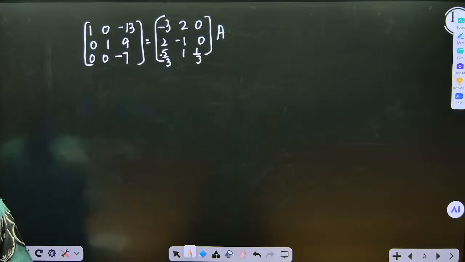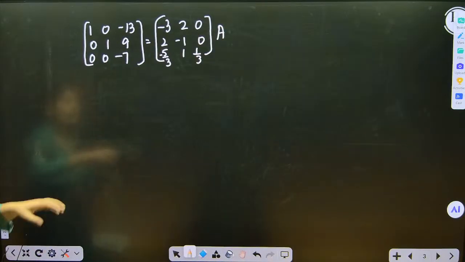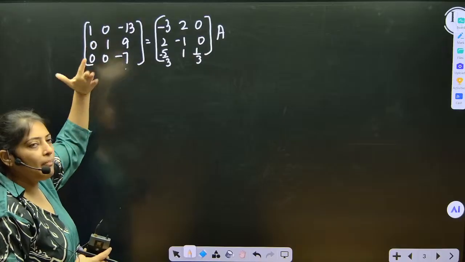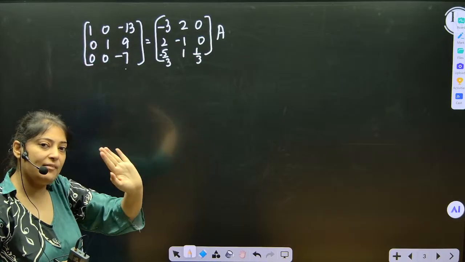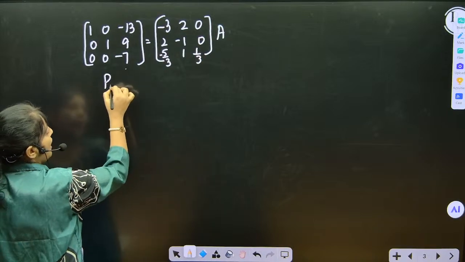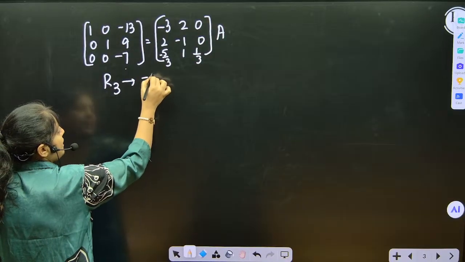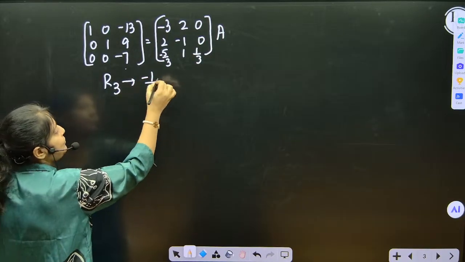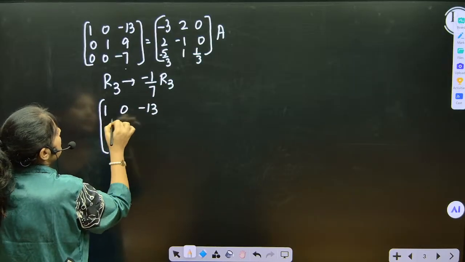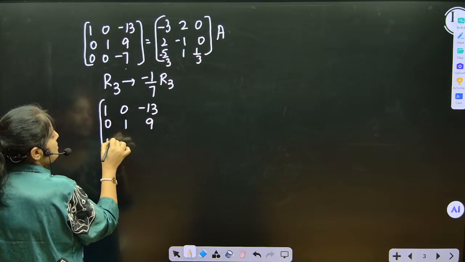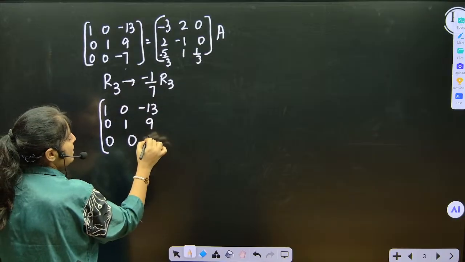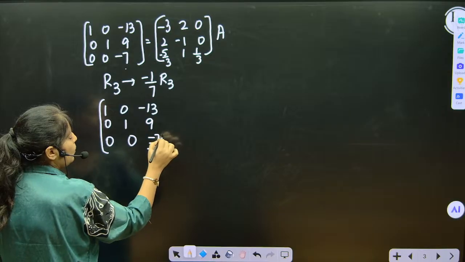Now what I am doing here is, I have to make this element as 1. Now if I'll divide it with minus 7 only, minus 7 by minus 7, what will it become? 1 only. Okay. So R3 I am changing as divided by minus 7 only. So what will it become now? 1 0 minus 13, 0 1 9, 0 divided by minus 7, 0, 0 divided by minus 7, 0, and minus 7 divided by minus 7 will become 1.